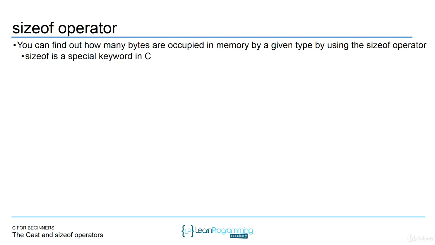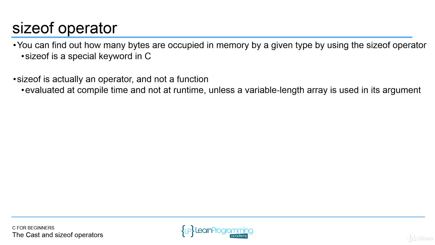Remember that depending on the system that you're running, the platform, the operating system, the architecture of the computer, the hardware, different data types are going to be represented in memory with different sizes. For example, an int might be 4 bytes on one system, 8 in another. So what you can do is use the sizeof operator, a special keyword, an operator in C, and you can pass in a data type and it will tell you how many bytes it's using in memory. So sizeof is actually an operator.